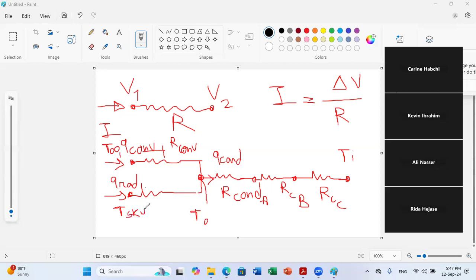And finally, to the inner side, whenever your flux goes to the inner side, it will go through a convection process. So at the end of your circuit, you can just put a resistance to convection.